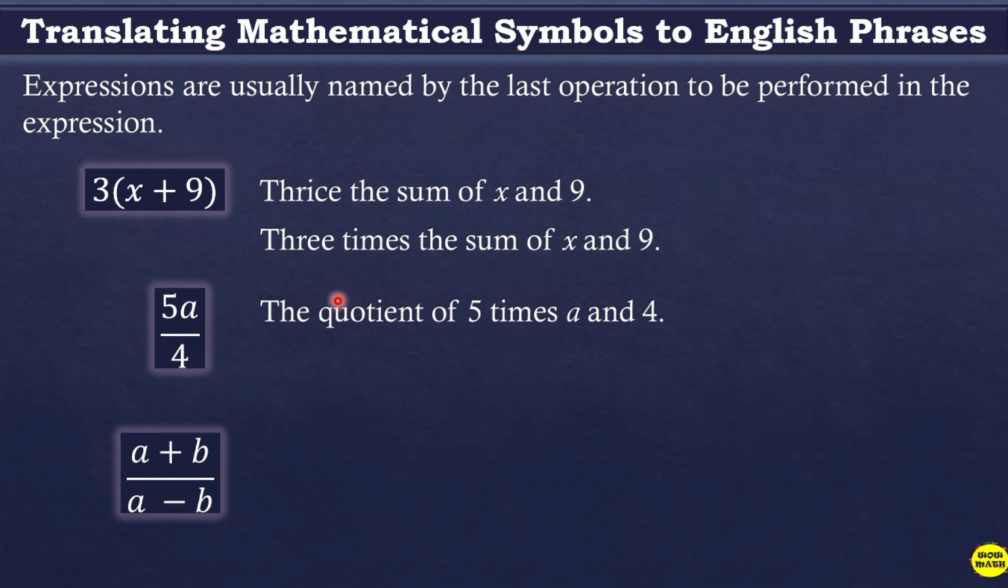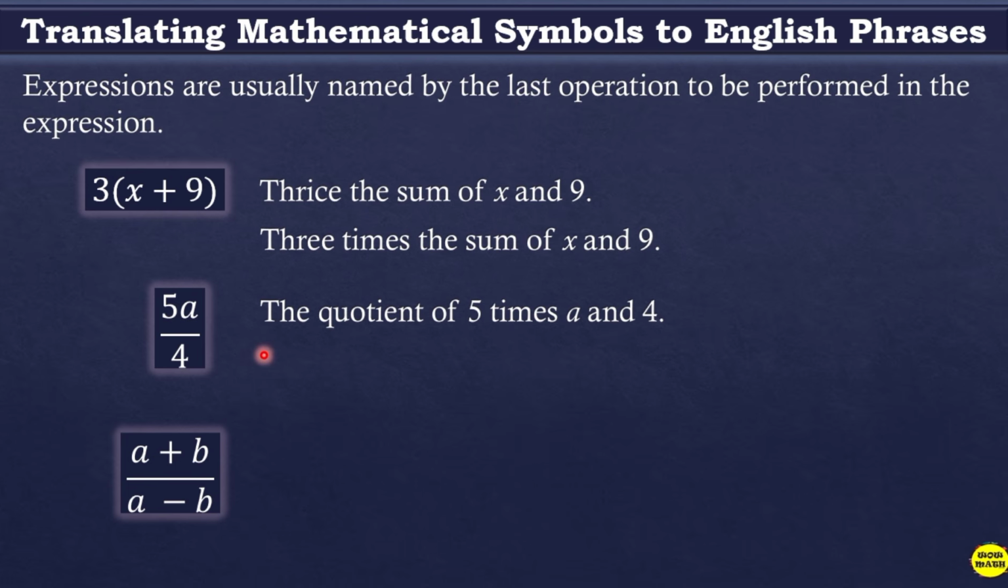Next. So, the quotient of 5 times a and 4. Since meron tayong fraction bar dito, ibig sabihin division. So, I will be using quotient. The quotient of 5 times a and 4. Kapag gumagamit ka ng the quotient of, the product of, the sum of, the difference of, lagi kang merong end. Sum of x and 9. Quotient of 5 times a and 4. Yun ang tatandaan. Kapag gumamit ka ng the product of, the quotient of, the difference of, the sum of, lagi siyang may end na kasama. Okay?